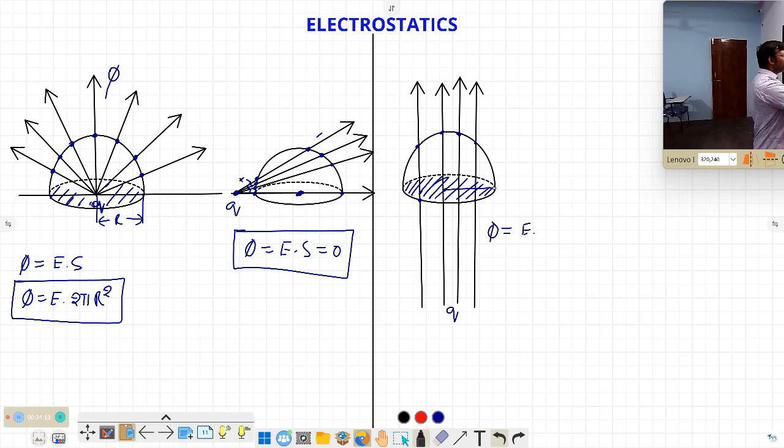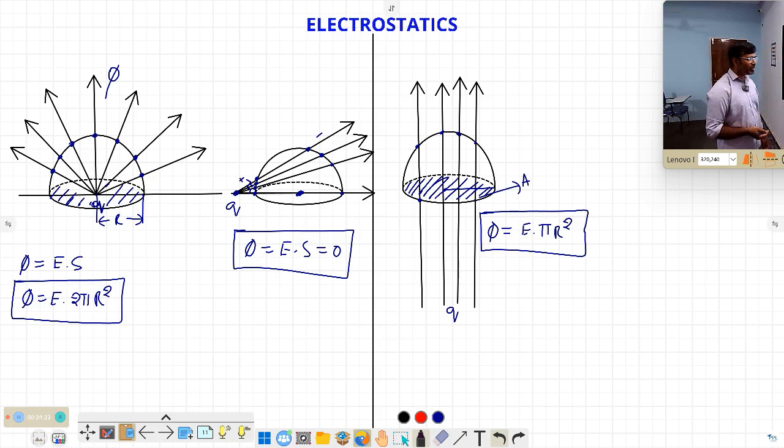What is the area of the base? This is the base. The base area is equal to pi r square, because it is in the form of a circle. So it is like a disc. So the flux enclosed in the hemispherical surface is only E into pi r square. There is no flux enclosed in the curved surface area.